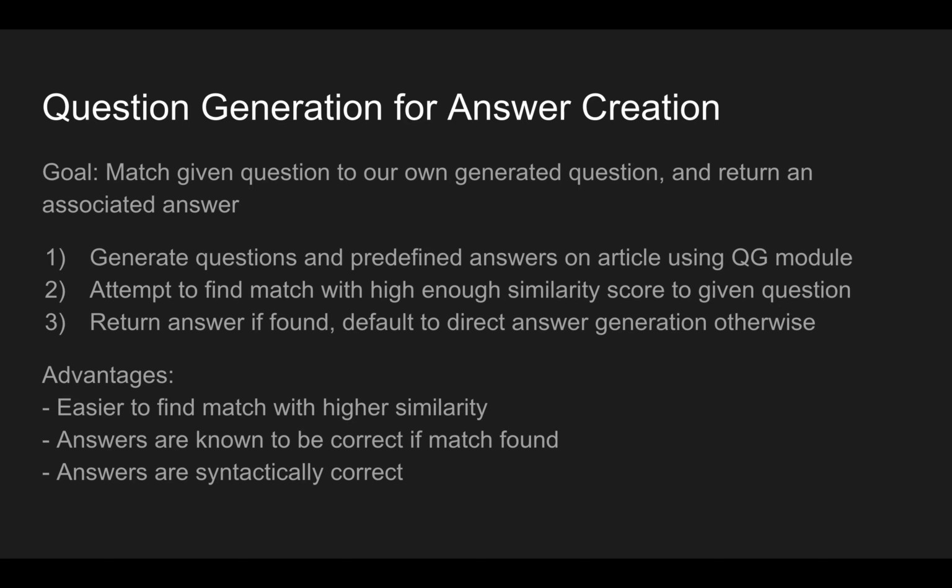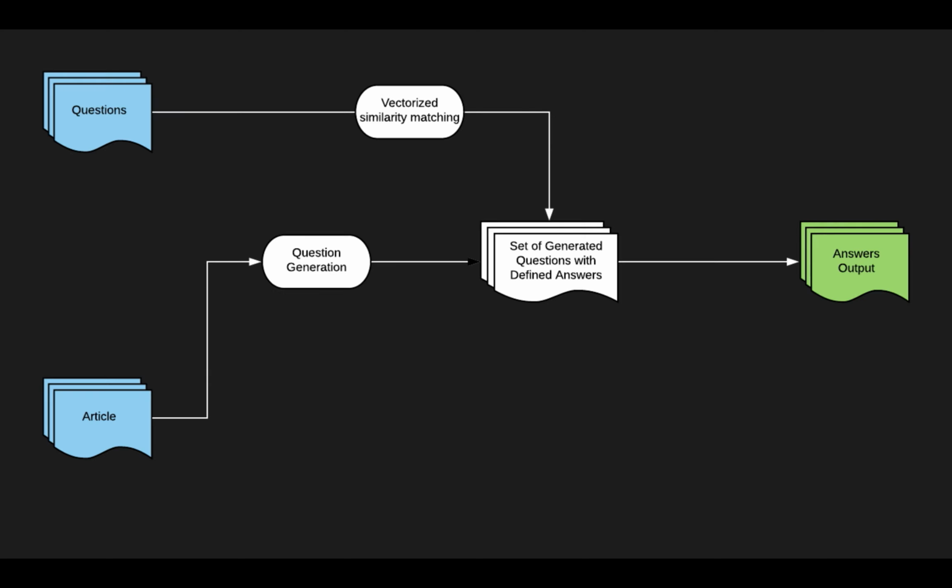This system is advantageous to any system running direct answer creation because it is easier to match two questions than to mine for answers in a document. It also ensures that if a match is found, the answers are both semantically and syntactically correct. Here we have a graphic that depicts the logic behind our system. First seeing if there is a match in our questions with vector similarity and then returning that input, and if not, defaulting to our direct answer creation system that we will discuss later in the video.